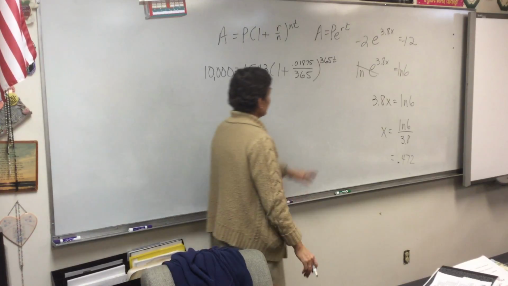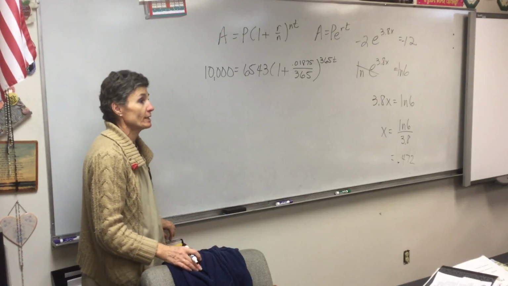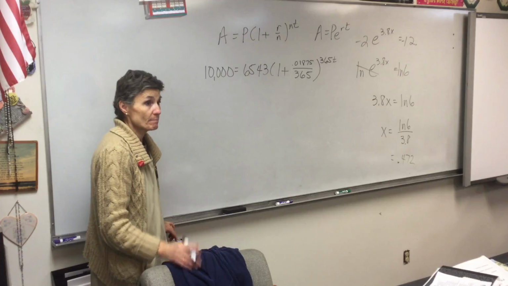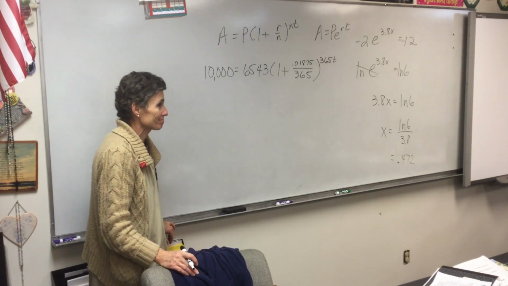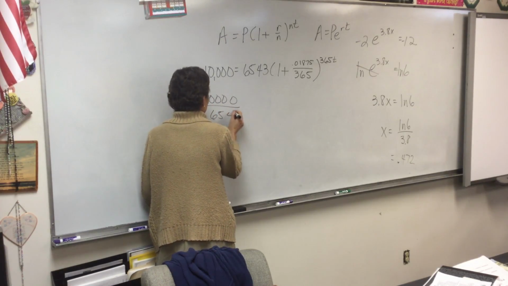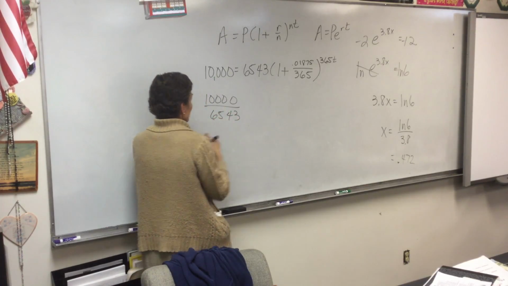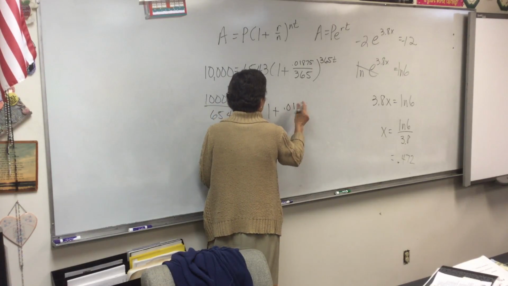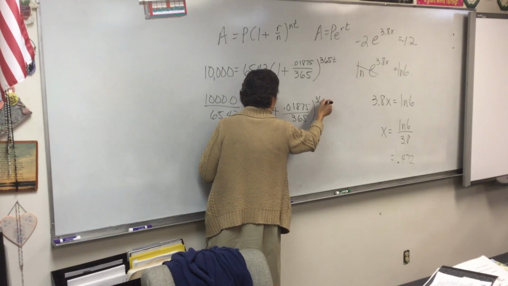When your variable is up here in the exponent spot, you know at some point you're going to need to use logarithms. Okay, but not yet. What's step one? Always divide. So I have 10,000 divided by 6543, and that doesn't go in. I'm not worried about it. That's what it is. 10,000 divided by 6543 equals 1 plus 0.01875 over 365 to the 365t.